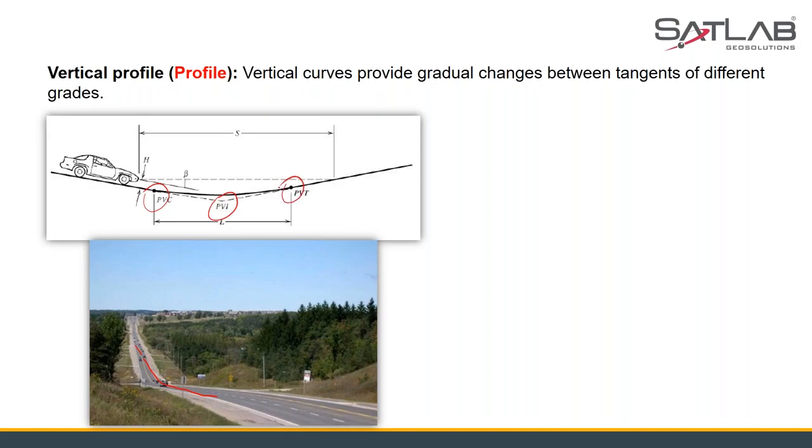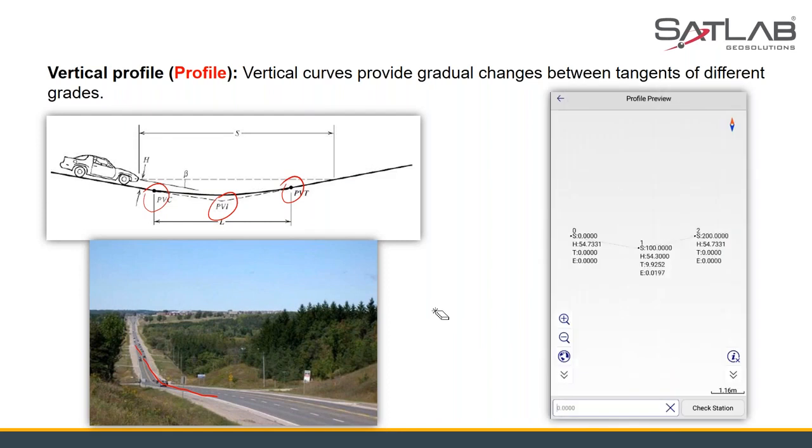Let's start. So we have done our horizontal alignment so far. Now the vertical profile. A vertical curve provides a gradual change between tangents of different grades. So what exactly are those? This is my sag over here. As you can see, this is my sag. This is my point of vertical curve, point of vertical intersection, vertical tangent. So let's see how we can design all of these things. In this particular part, sometimes we may have a sag, or sometimes we have a crest. So let's see how we can design the sag and the crest.